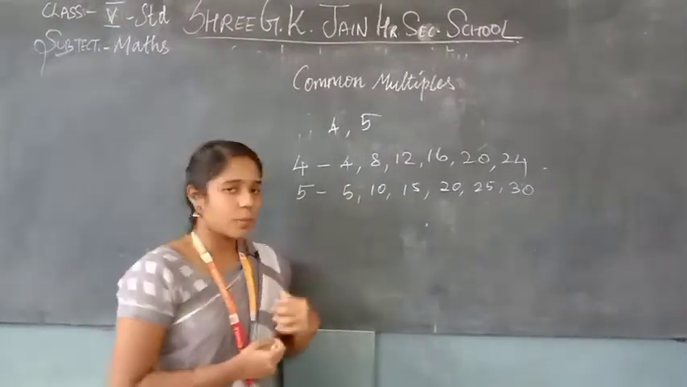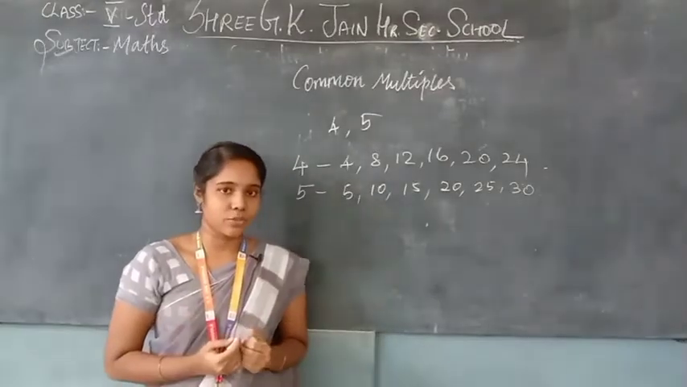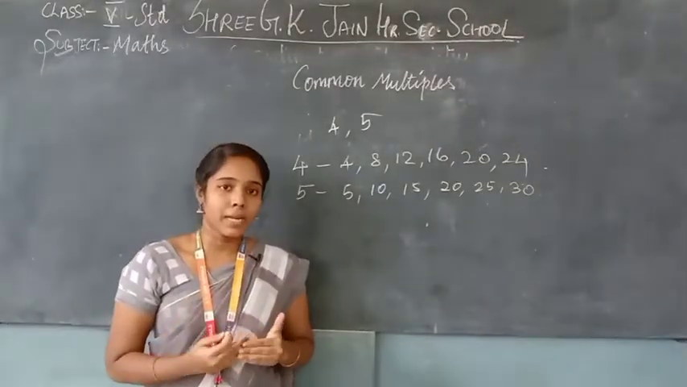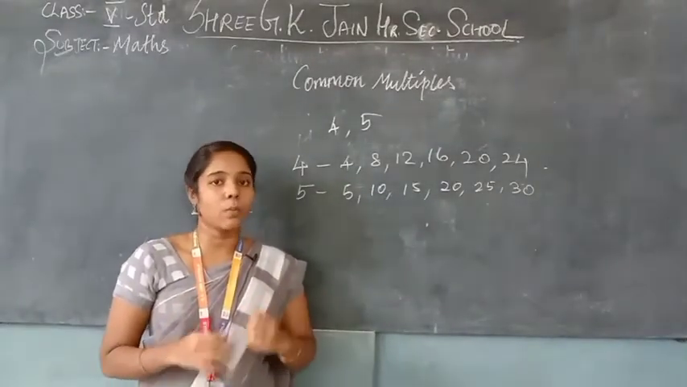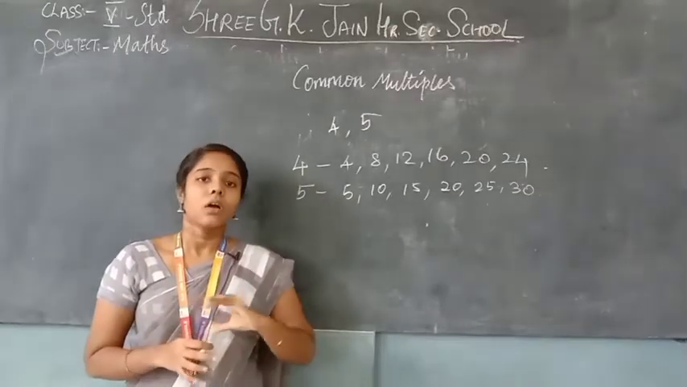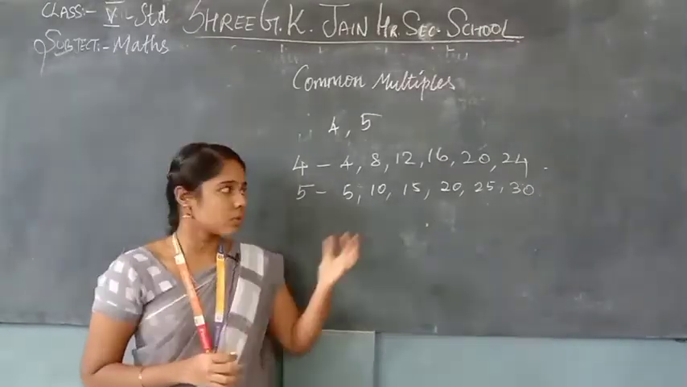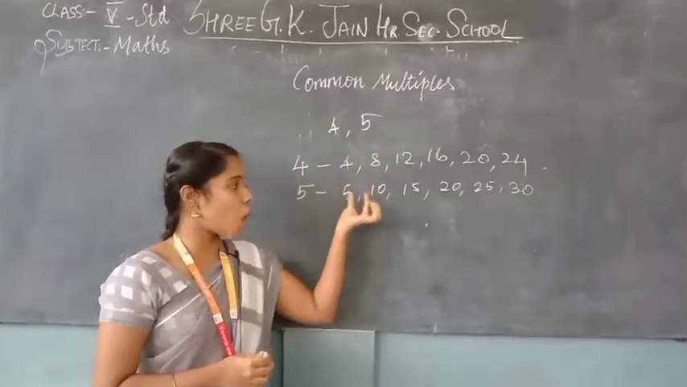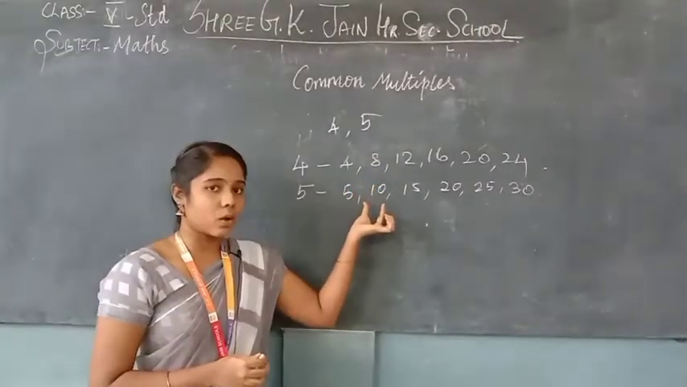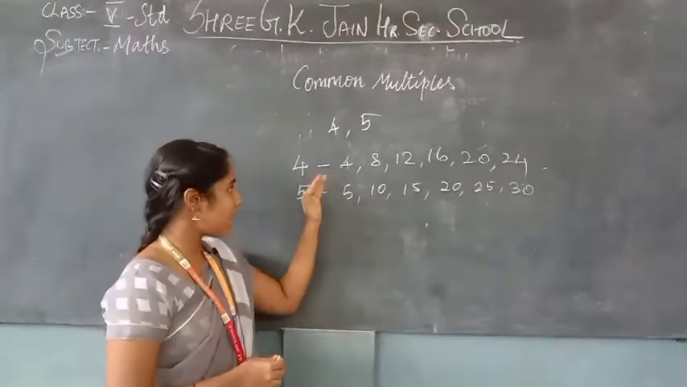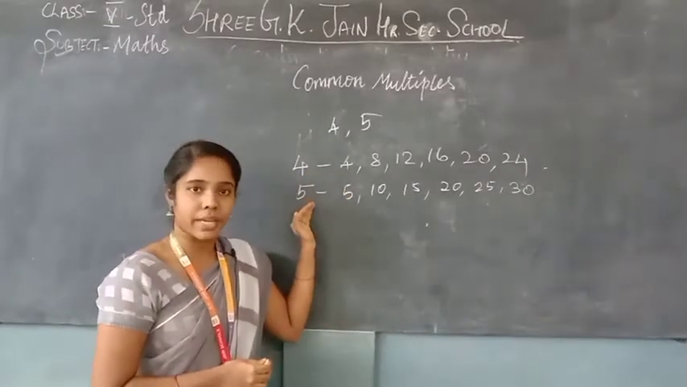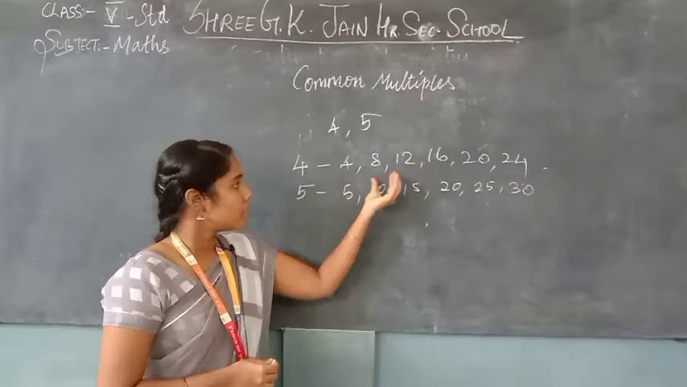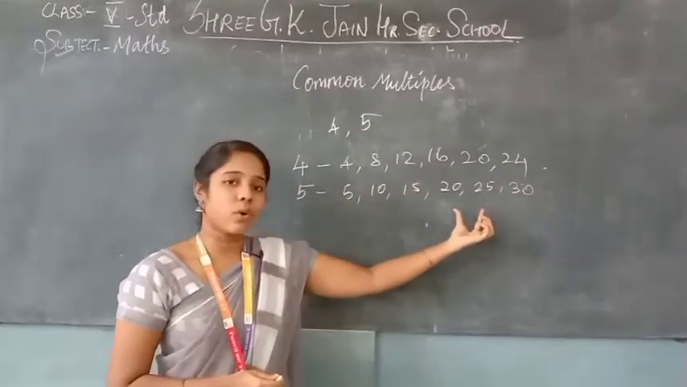So what are common multiples? Let me say the definition first. The multiple which is common to both the numbers is called the common multiple, okay? What is the definition saying? The multiple which is common to both the numbers is called a common multiple. We have found the multiples of 4 and 5 here, right?